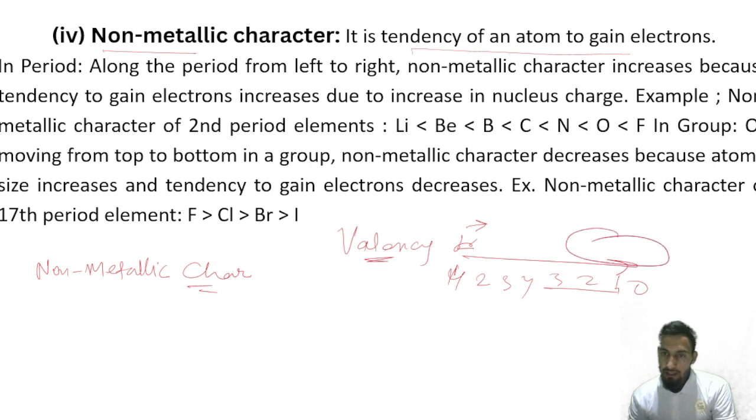So these elements that are present on the rightmost side, they have the tendency to gain electrons rather than give out or lose electrons. Hence we say these elements are more non-metallic in character than the leftmost elements. So the elements that have more tendency to gain electrons, we say they are non-metallic in nature. In the period, going from left to right, non-metallic character increases because the tendency to gain electrons increases due to increase in nuclear charge.